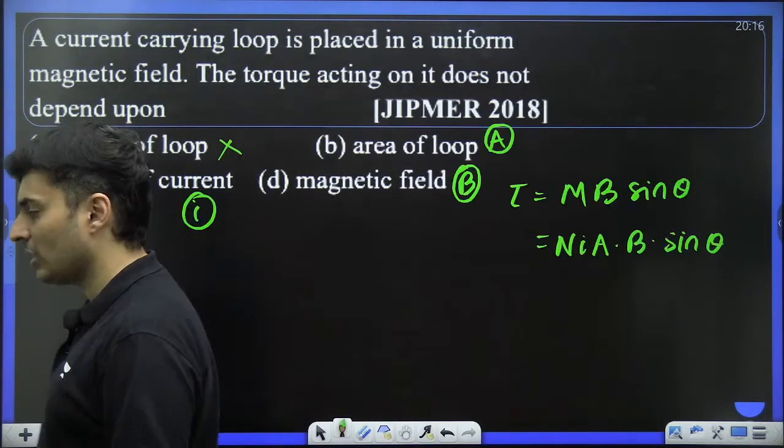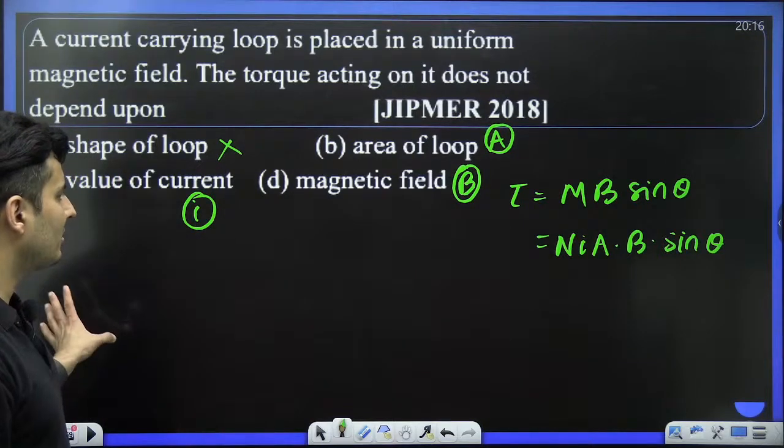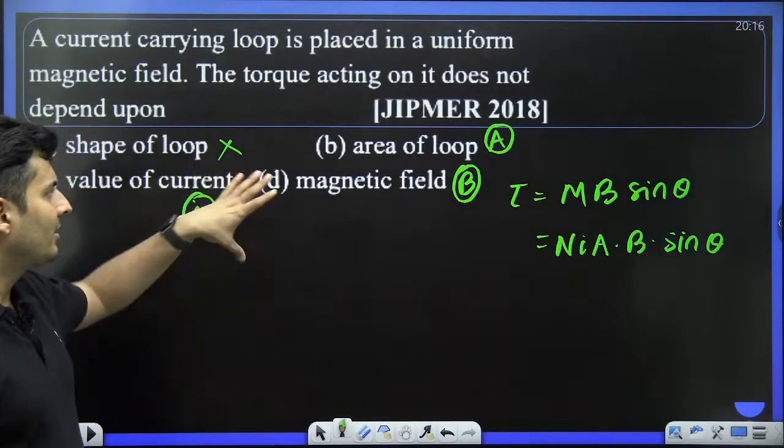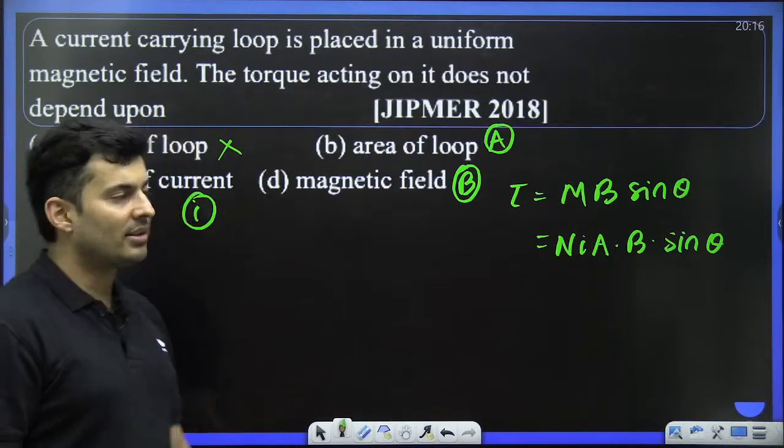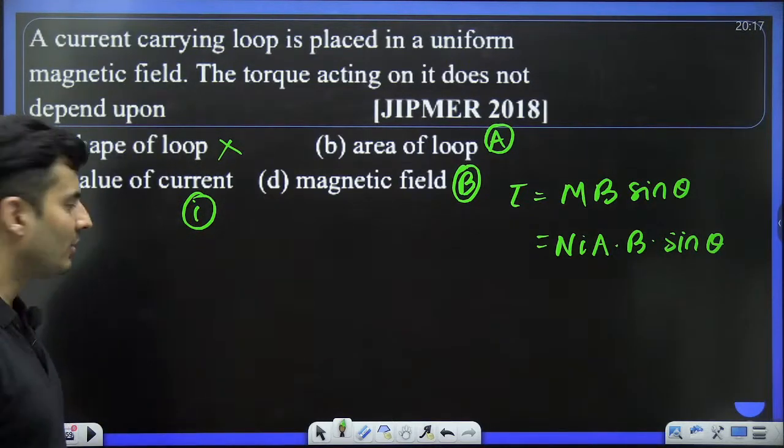Exactly. Shape does not matter. Area matters, current matters, turns matters, magnetic field matters, the orientation matters, but not the shape. Clearly you can see it from the formula.